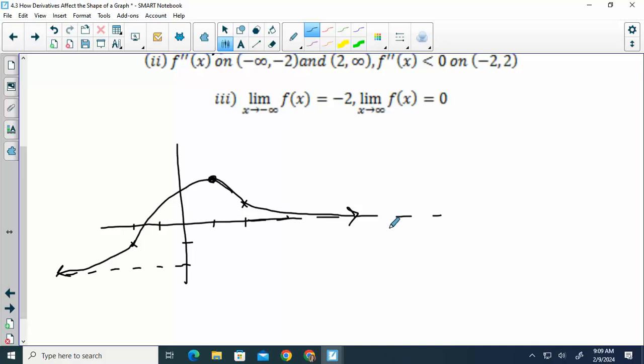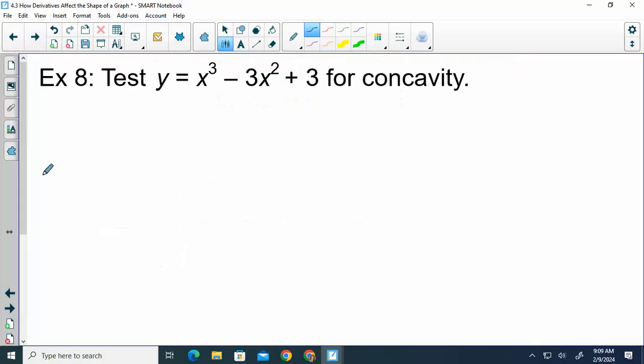Alright, so do you kind of see how the concavity changes there? It's not like a drastic change, but just a slight change in the curvature of our graph at those inflection points. I'd like to do an example just finding the concavity. So finding when a graph is concave up or concave down. In order to find that, what do we need?